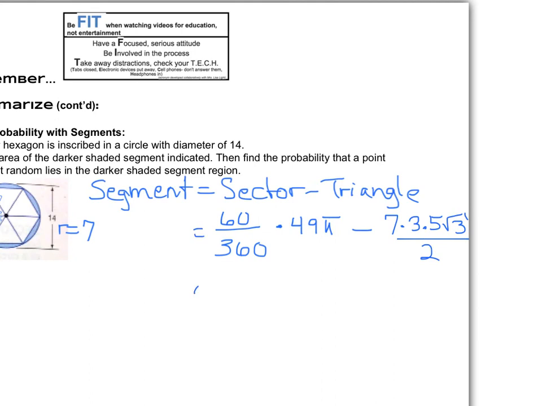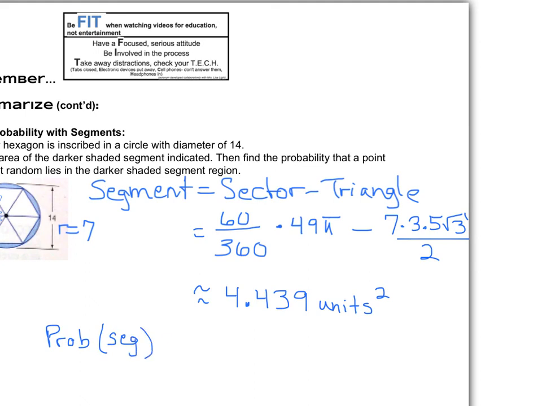So if I calculate on my calculator the simplification of this whole expression, 60 over 360 times 49 pi, and then subtract out 7 times 3.5 radical 3 over 2, we're going to get approximately 4.439 for the area there. And again, that's going to be in units squared.